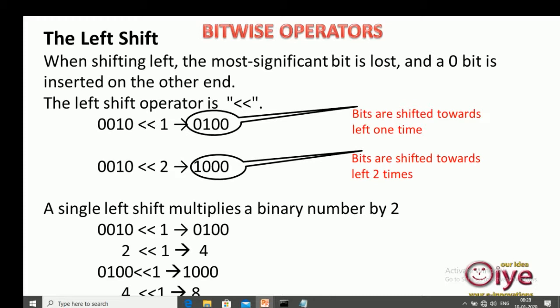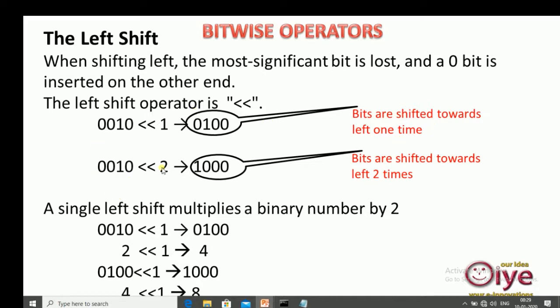The next bitwise operator is left shift. When we use left shift in Java, the most significant bit, MSB, is lost and a 0 bit is inserted on the other end. The left shift operator is double less than. You can see 0, 0, 1, 0. We have left shifted by 1, then the result is 0, 1, 0, 0. So bits are shifted towards the left one time.